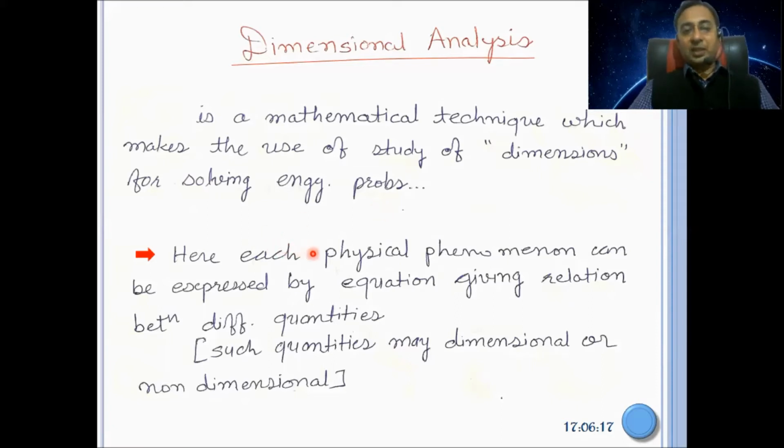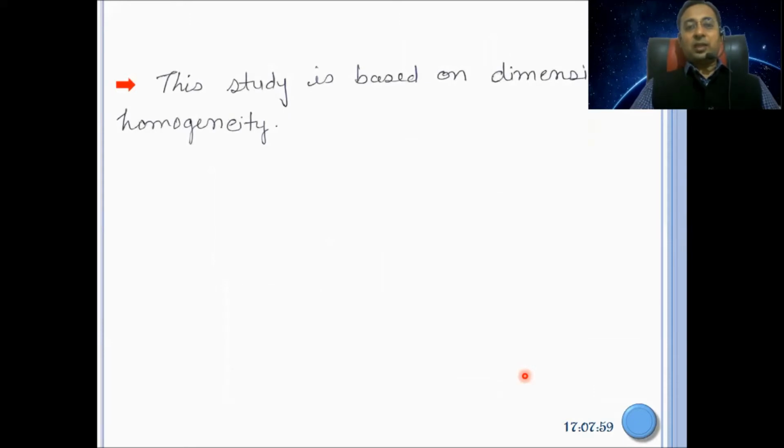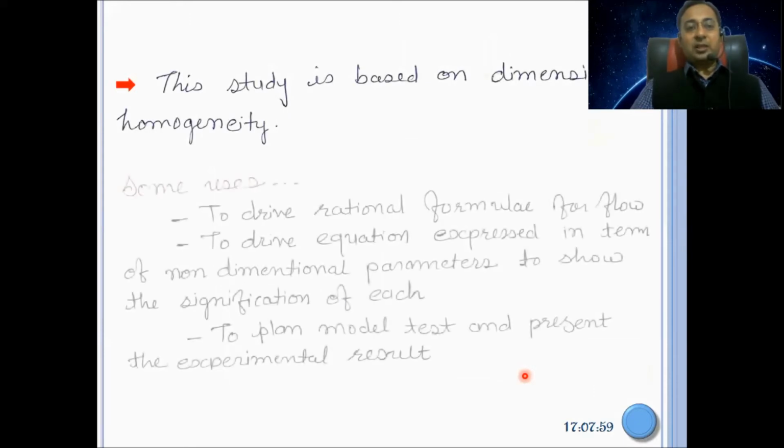So here, each physical phenomenon can be expressed by an equation which gives the relation between different quantities, right? Conductivity, convective heat transfer coefficient, then density, whatever the different quantities are, we have to establish some relation between them, right? And for that we use the dimensions and units, right? So this study is based on the dimensional homogeneity.